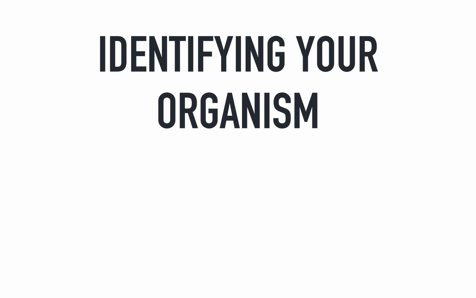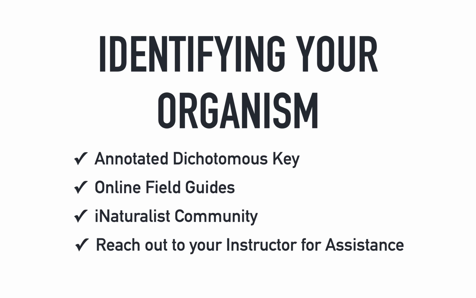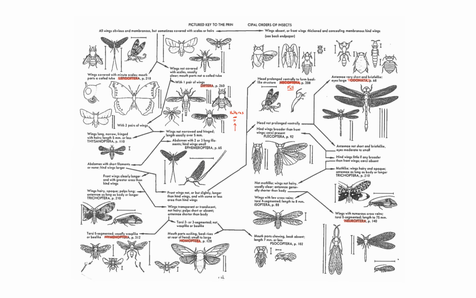We've covered what you will be doing as part of the project, but we still need to talk about how you will identify these ground truth points. You have several resources to help you, such as an annotated dichotomous key, an online field guide, the entire iNaturalist community, and your instructors for support. Let's take a quick look at this dichotomous key that you will be using to help you identify your specimens.